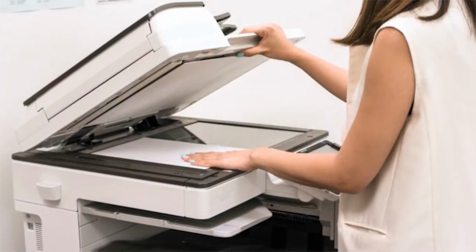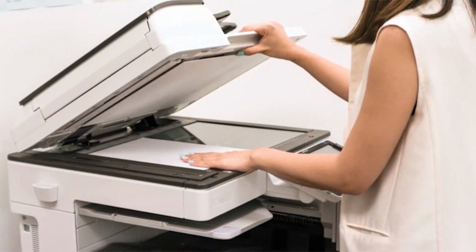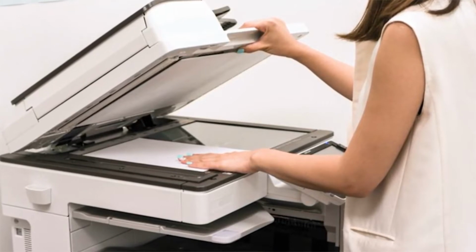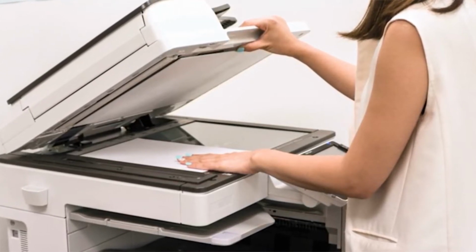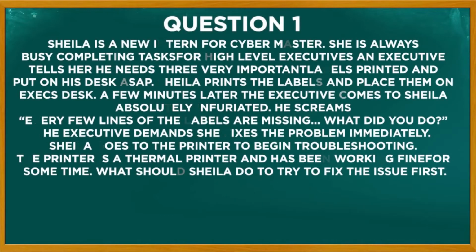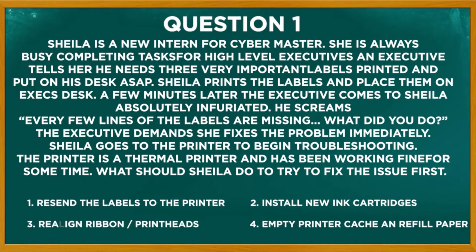What should Sheila do? Sheila goes to the printer to begin troubleshooting. The printer is a thermal printer and has been working fine for some time. What should Sheila do to try to fix the issue? Should she resend the labels to the printer, install new ink cartridges, realign ribbon print heads, or empty printer cache and refill paper?